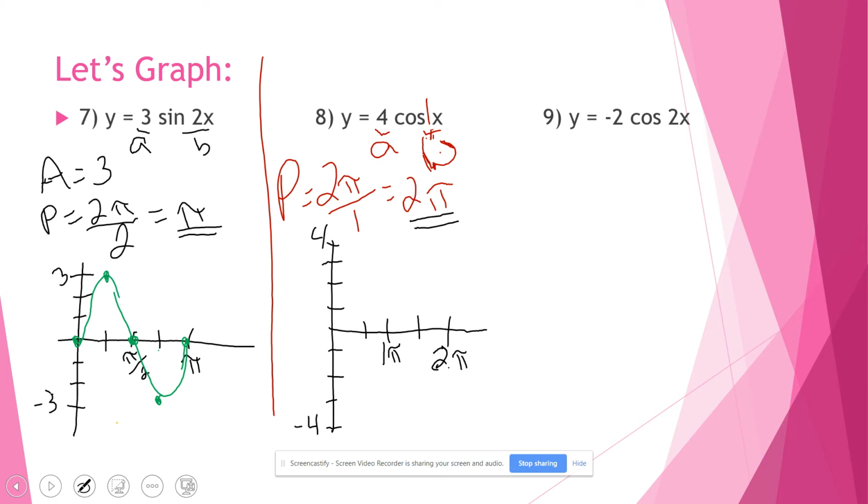Cosine starts at A, so cosine is going to start at 4. So we have A, 0, negative A, 0, A. And remember, it's not a V, it's a curve, so make sure it's curvy.